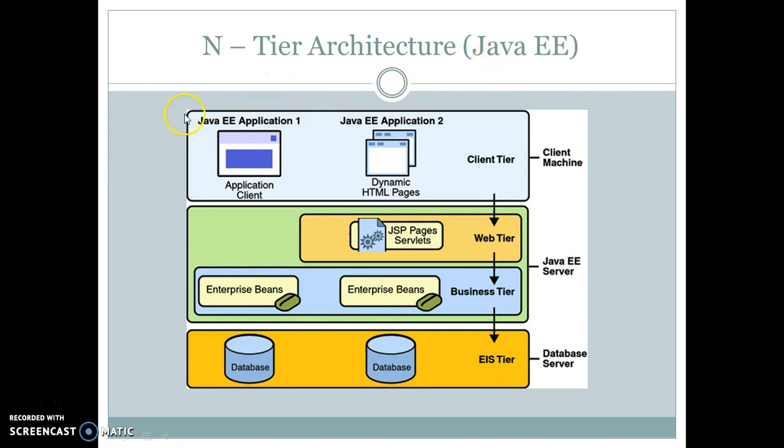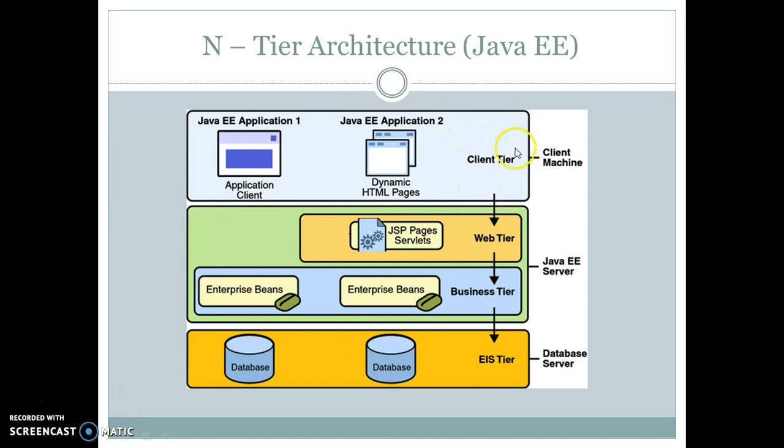Let us study the architecture of Java EE. It consists of 4 tiers. The tiers are the client tier, running on the client machine; the web tier and business tier, running on the Java EE server; and the EIS tier, running on the database server. EIS stands for Enterprise Information System.